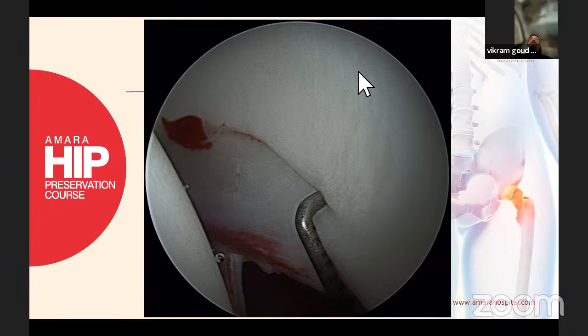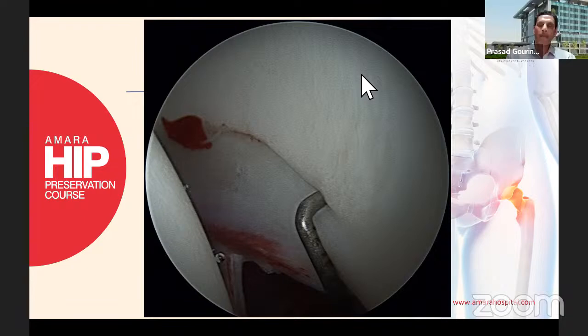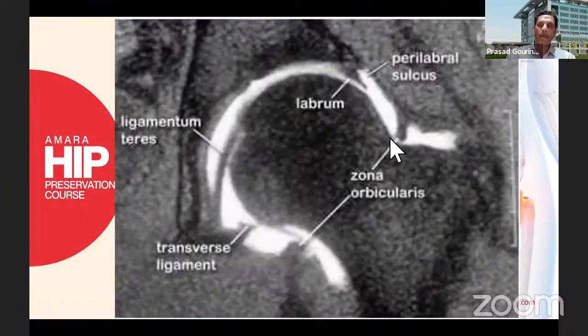Again, look at the labrum. There's a sulcus, a recess, between the labrum and the articular cartilage. And this is the zona orbicularis around the neck and the ligamentum teres on this MRI of a pediatric patient. Again, a pediatric patient's hip, labrum. Those are the blood vessels coming into the labrum from the capsular side. No supply from the other side. But when you cut all these vessels and repair, it will heal.